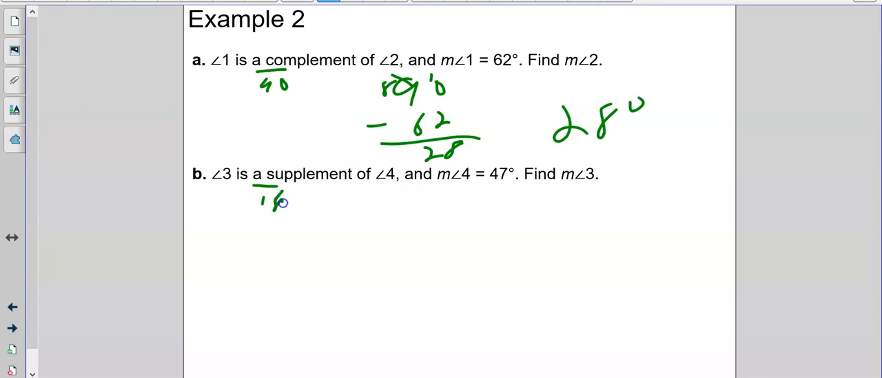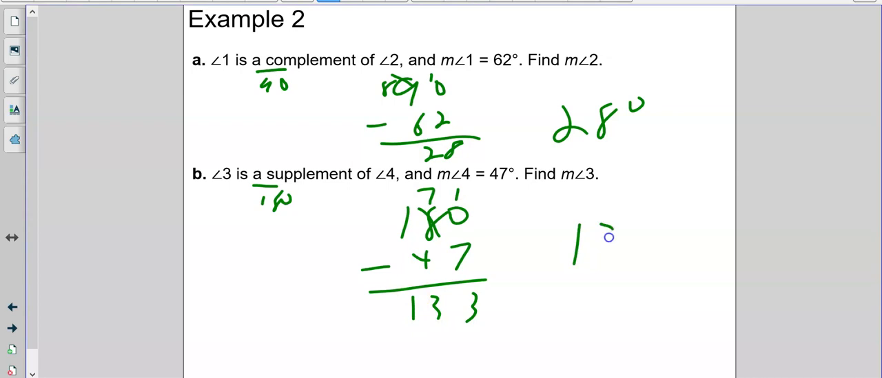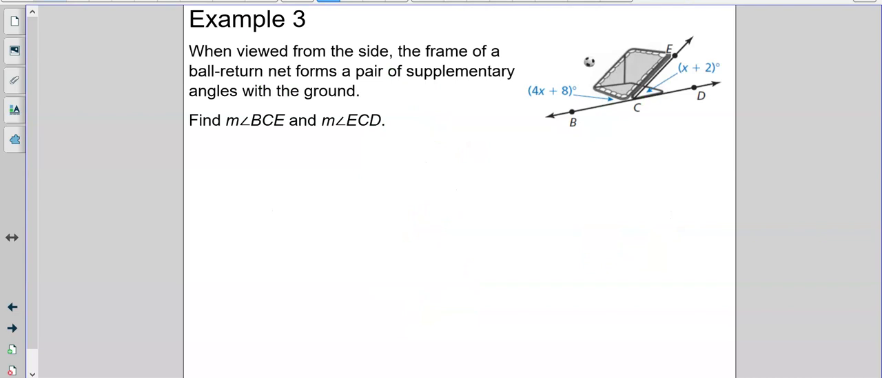Supplement, remember, is 180. So if one angle is 47, we're just going to subtract that from 180 and find out the supplementary angle. So we're going to borrow again. We're going to get 3 here, 1 here. So that is 133 degrees. Remember, anytime if I'm going too fast, just hit pause, rewind, whatever you need to do.